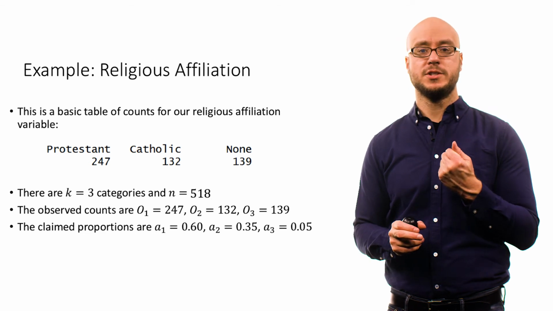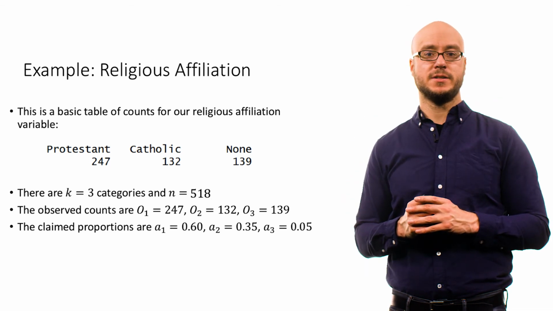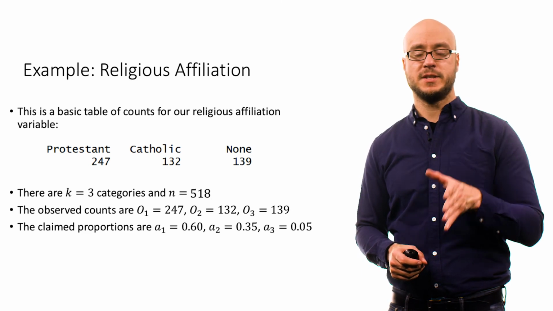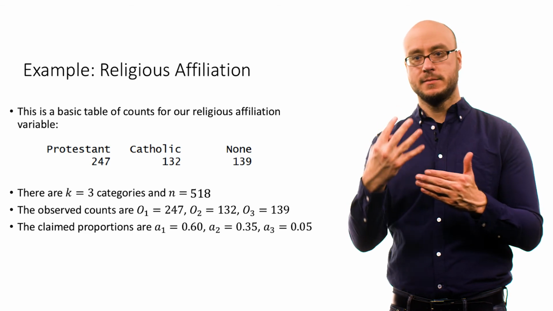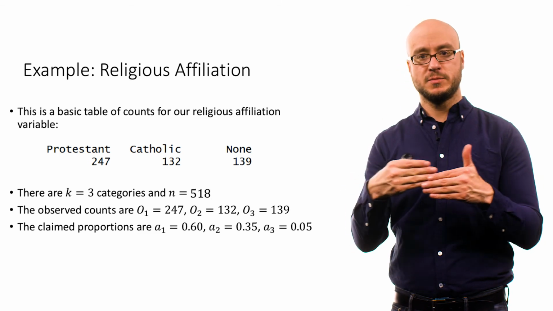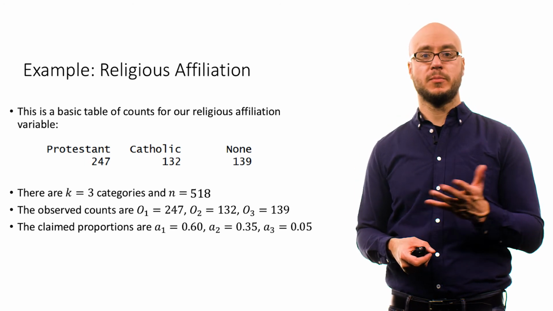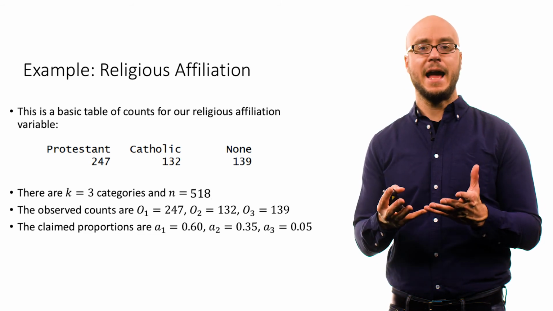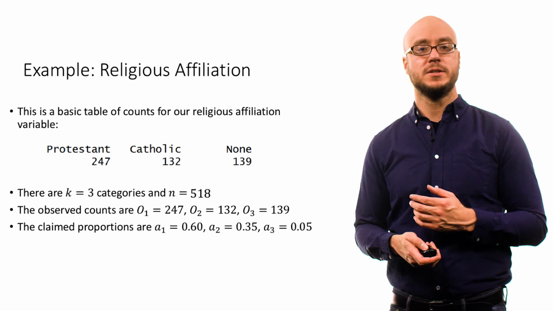These are from the religious studies scholar. This is the armchair philosopher just sitting in his armchair saying, well, 60% of young people are Protestant, 35% are Catholic, 5% are none. What we're trying to do is, based on these claimed proportions, see how this compares to the actual data. These claimed proportions should equal 1. That's because we can interpret these proportions as probabilities. The probability, according to this religious studies scholar, of a young person being Protestant is 0.6. The scholar is claiming that the probability of a young person being Catholic is 0.35, and the probability of a young person having no religious affiliation is about 0.05.